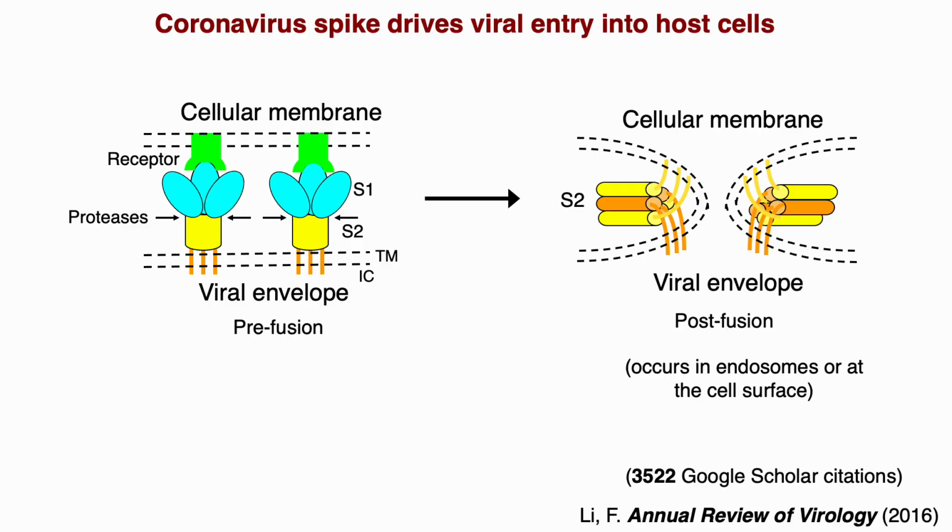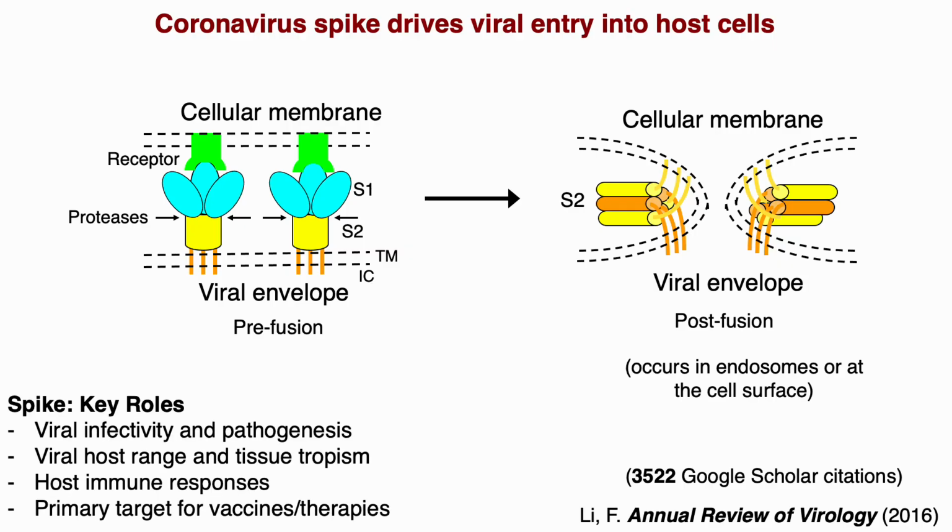The spike protein is present in 2 states, pre-fusion and post-fusion. It plays key roles in viral infection, pathogenesis, host range, and tissue tropism. It also induces most of the host immune responses and is a primary target for vaccines and antiviral therapeutics. To block viral entry, we can block receptor binding, protease cleavage, or membrane fusion.